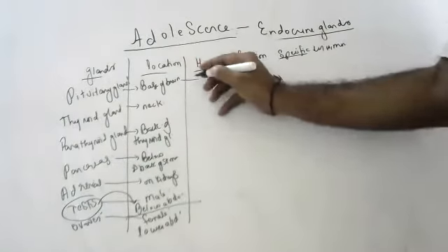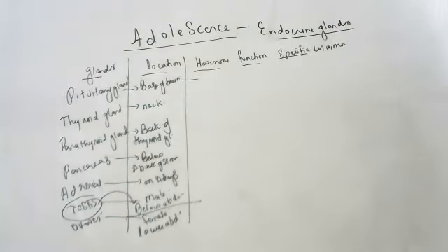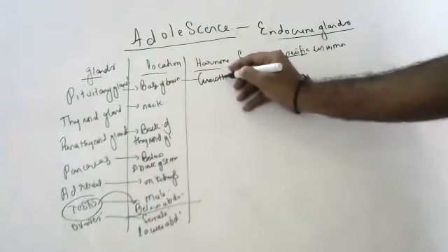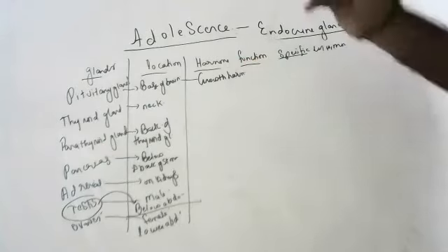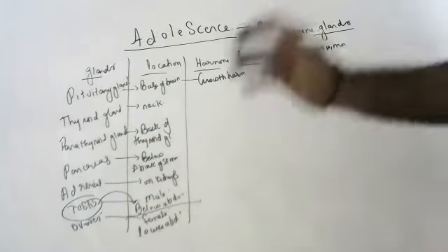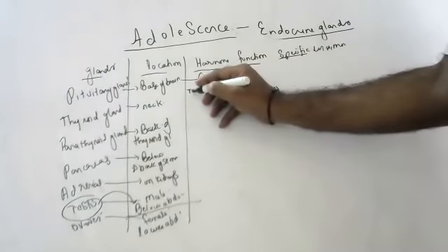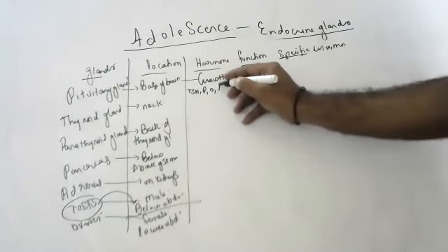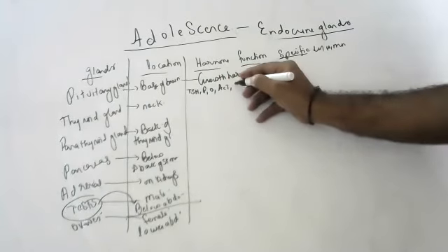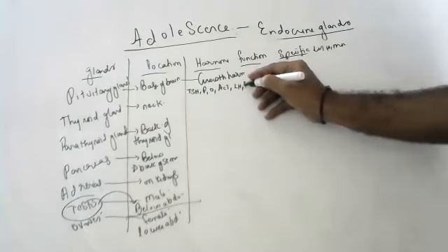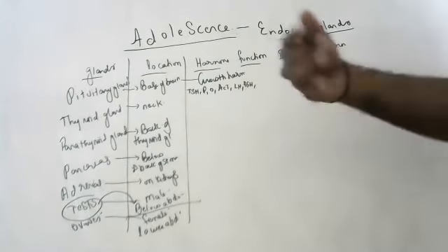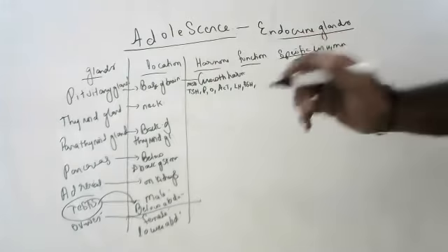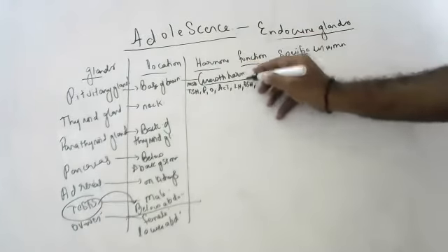What is the hormone released by the pituitary? So many hormones it will liberate, children, but in your book they have given growth hormone. So I am discussing only the growth hormone. Actually, there are thyroid stimulating hormone, prolactin, oxytocin, adrenocorticotropic hormone, luteinizing hormone, follicle stimulating hormone, and melanocyte stimulating hormones. But they have given only growth hormone.